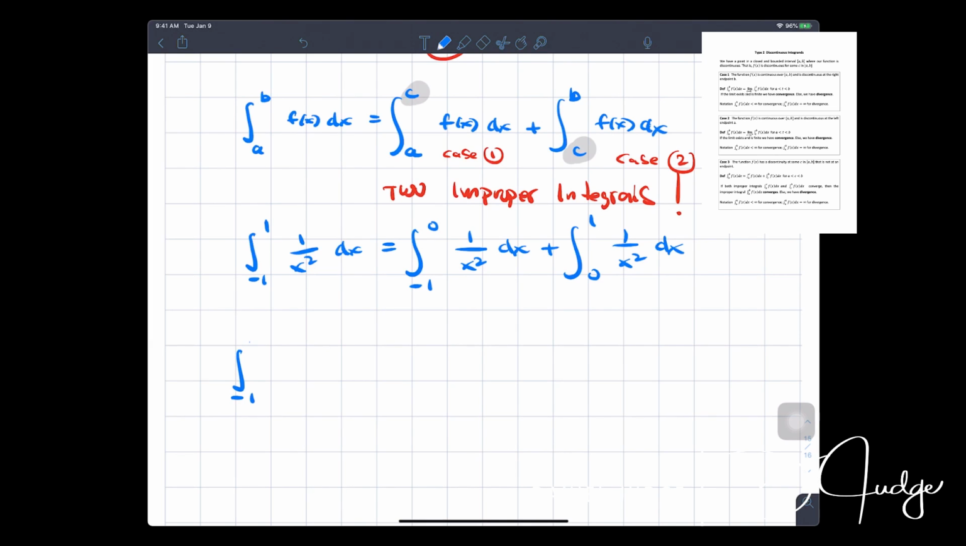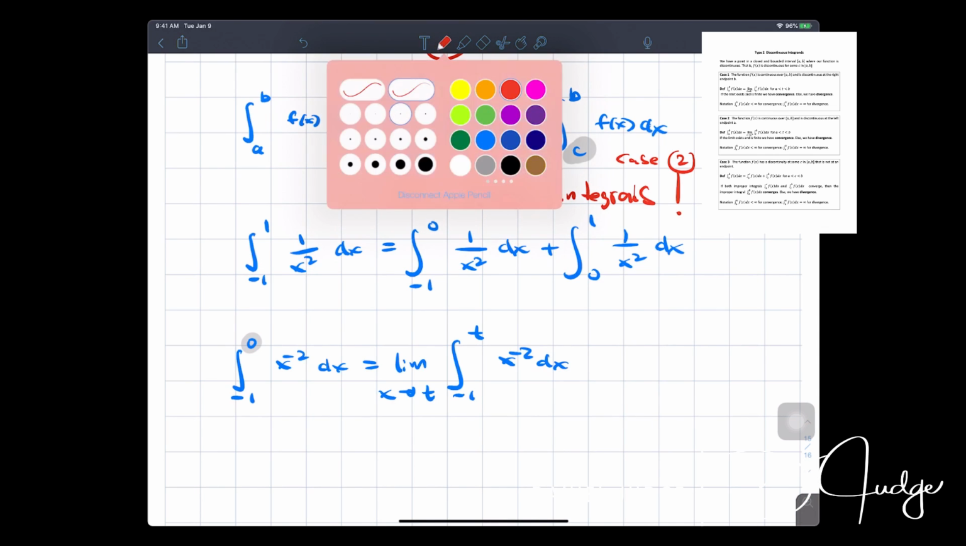So, -1 to 0, x to the -2 dx. Remember, the upper limit there is the asymptote. We replace that with a t. The lower limit stays the same. And don't forget, let's leave some space. Negative 1 to t, x to the minus 2 dx. The limit, t goes to 0. Now, from what direction? How do we start the day with case 1? It's coming from the left.